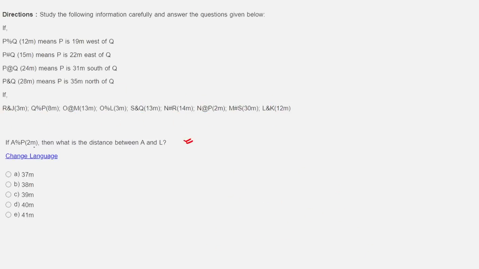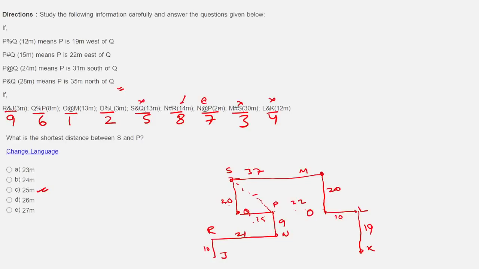Okay, let us look at this question. What is given? A percentage P 2 meters, and what is the distance between A and L? So I have to go A percentage P 2 meters. That's what I'll put here. A percentage P 2 meters, and then I have to find distance between A and L. Right? A percentage P will read as what? A is west of P. So A is west of P by 2 plus 7, 9. That means A is somewhere here. Yeah, and A and P ka distance here is 9. Yeah, so QA basically is 6. And then I have to find distance between A to L.